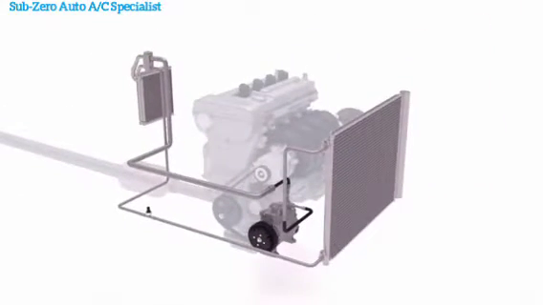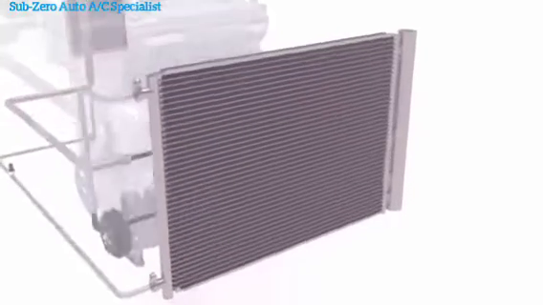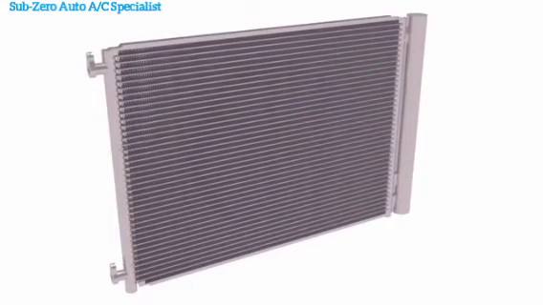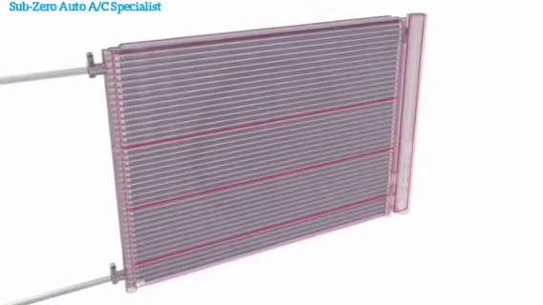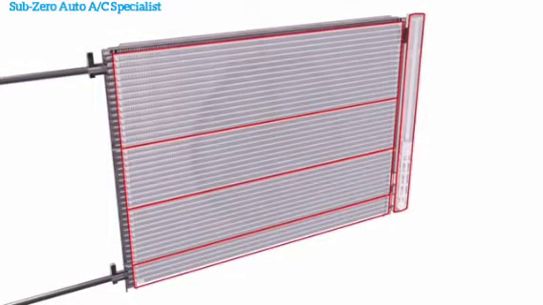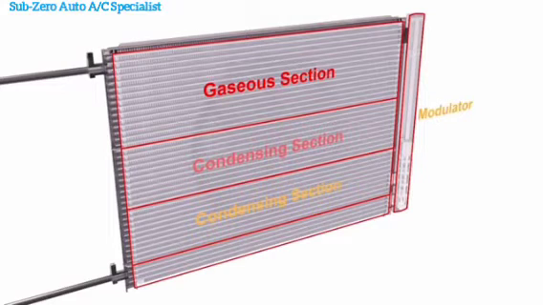The Denso subcool type condenser operates using the same principles as a domestic radiator, because the condenser transfers heat to the air. The condenser is divided into 4 main sections: a gaseous section, to remove the heat from the hot gas, a condensing section, a gas-liquid separator, known as the modulator, and a subcooling section, with the high-pressure refrigerant flowing through these 4 sections in that order.